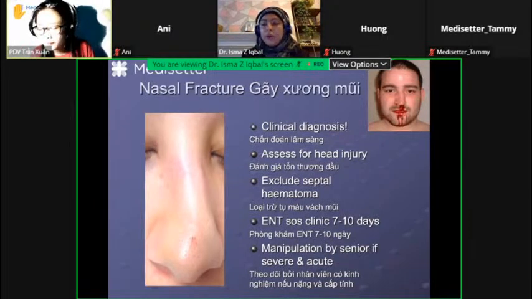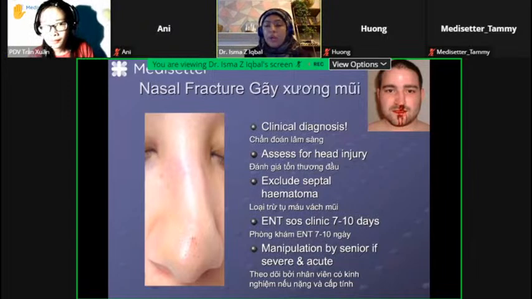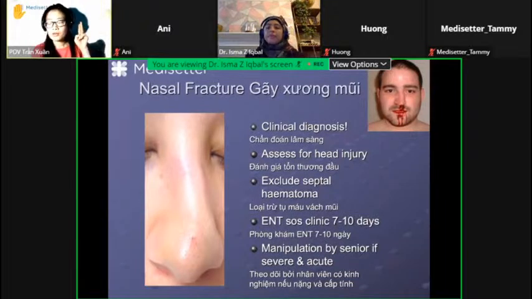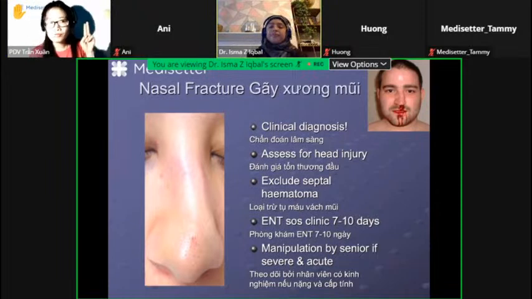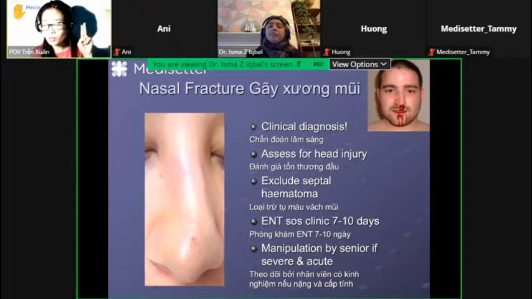We would also spray the inside of the nose with local anesthetic, and give it about 5 to 10 minutes to work.